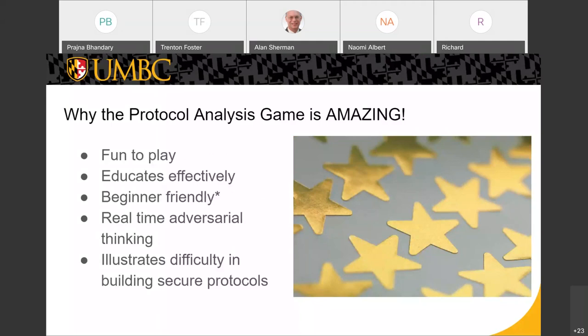And this is why the protocol analysis game is amazing. It's really, really fun to play. It educates the Dolev-Yao model and adversarial thinking very effectively. It teaches real-time adversarial thinking. It can be very beginner-friendly, at least for the pen and paper version. And it illustrates the difficulty in building secure protocols. Next slide.